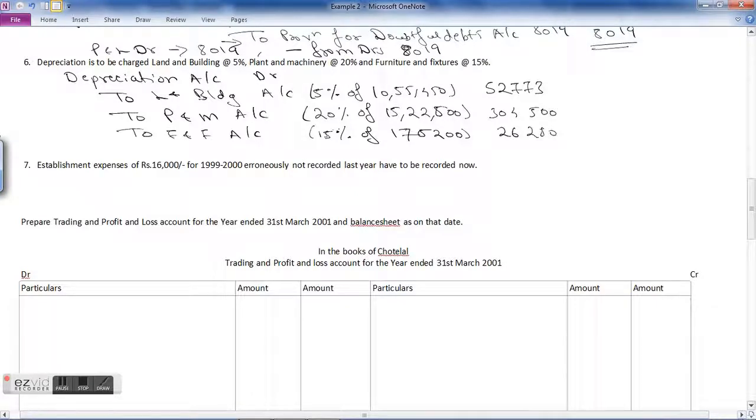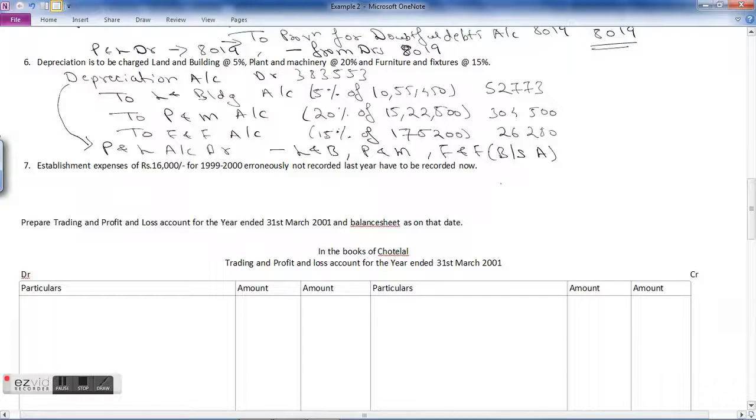So the total depreciation is how much? 3,83,553. The impact of this will be: this depreciation will be transferred to your profit and loss account debit side. So one effect will be on the profit and loss account debit side, and the second effect is that the amount of depreciation for land and building, plant and machinery, and furniture and fixtures respectively will be reduced from all these three accounts on the balance sheet asset side.